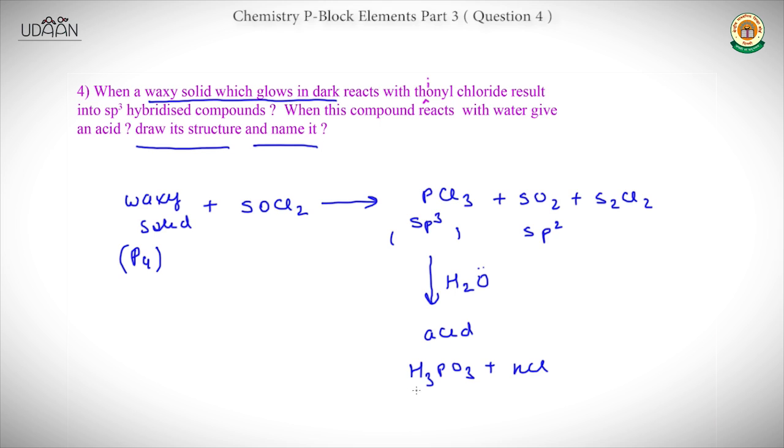So we have to now draw its structure and name it. Do you know how to draw this structure? Yes. P is attached to oxygen through a double bond. Then it is singly bonded to a hydrogen atom. Two hydrogen atoms or a single hydrogen atom? A single hydrogen atom. And one more OH is there. So there we got H3PO3, and we have to name it also. Its name is phosphorous acid.